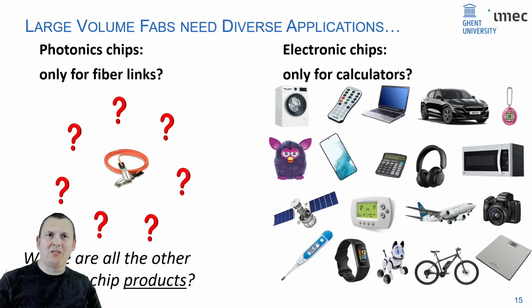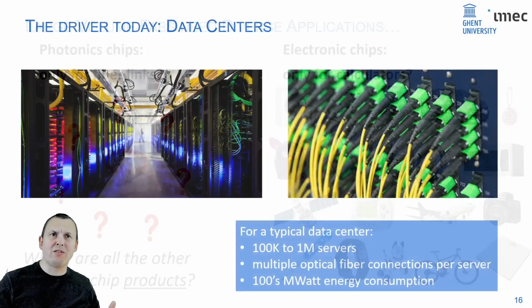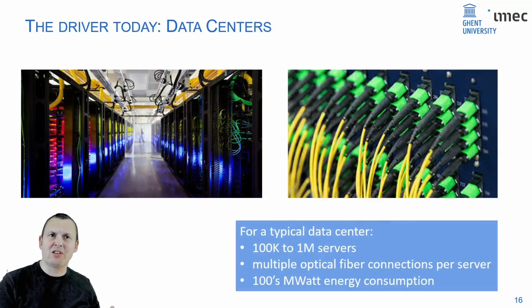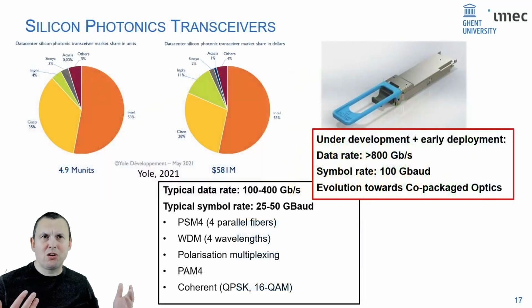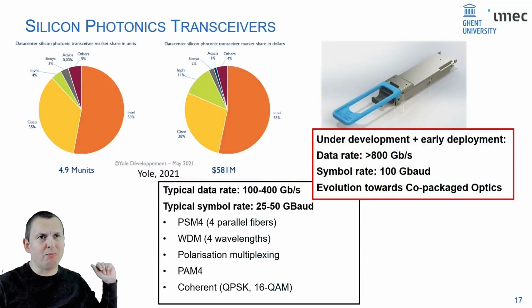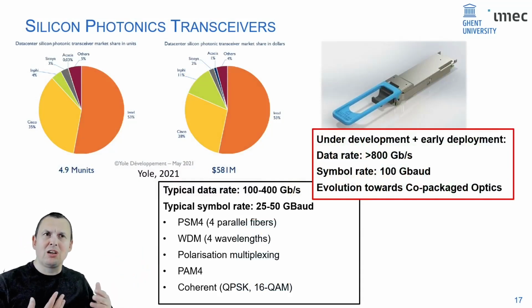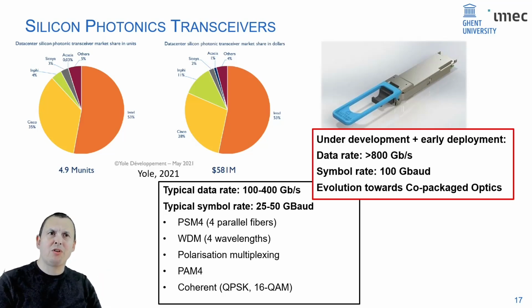Well, we know optical fiber communication is driving the market, and especially data centers. And with the advent of AI applications, this push is even stronger. Optical communication is the main driver for photonic integrated circuits. So the silicon photonics transceiver market is now really pushing to high bitrates, 800 gigabit per second at 100 gigabaud data rates. And this is really pushing the market.